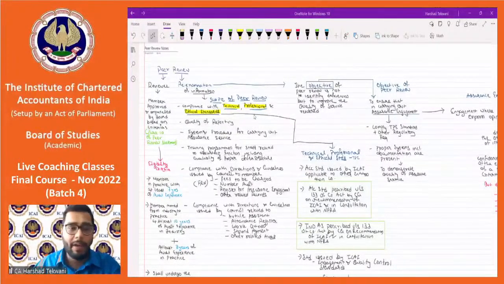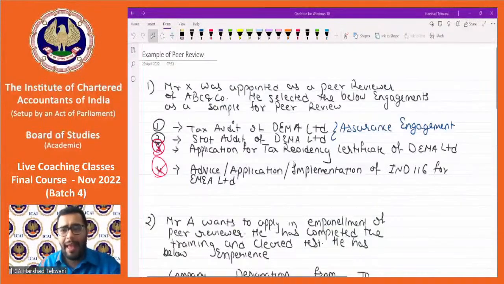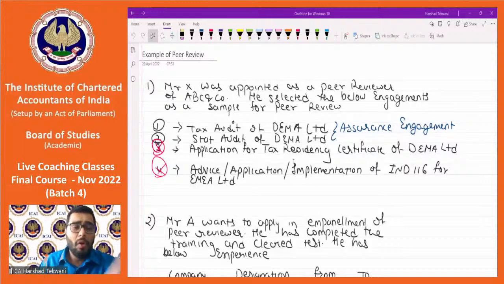Okay, we have one query over here. In the first example that we discussed, Mr. X, let's say in that example, if Mr. X has taken training on articleship, then he would have been ineligible to be a peer reviewer, ineligible for the entity under which he has taken the articleship.